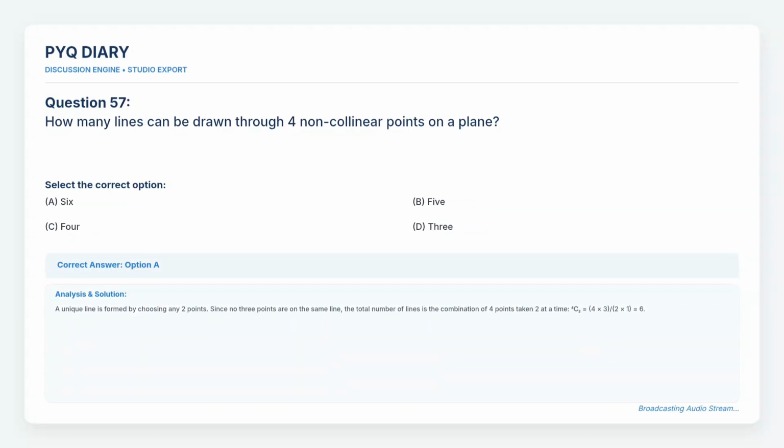Question 57. How many lines can be drawn through 4 non-collinear points on a plane? The choices are A. 6, B. 5, C. 4, and D. 3. The correct answer is option A, 6.